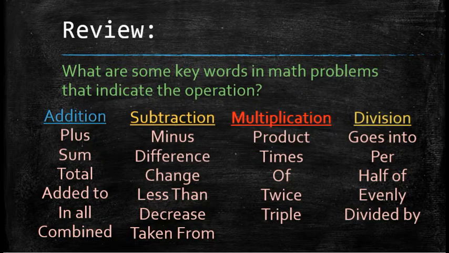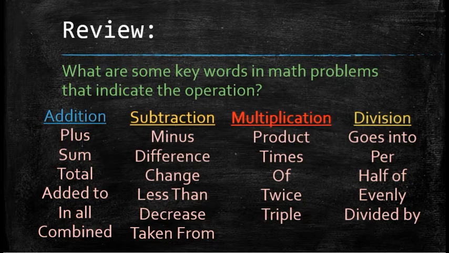So to review, what are some of the key words in math problems that indicate the operation? Well, we have addition. If it says plus, the sum, total, added to, in all, combined, those are indications that we may be working with an addition problem. In subtraction, we have minus, difference, change, less than, decrease, taken from. Those are some examples of word problems that could potentially be subtraction problems.